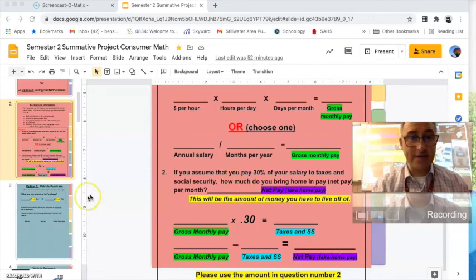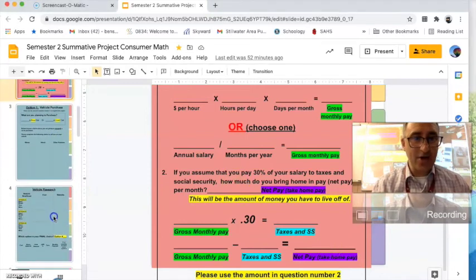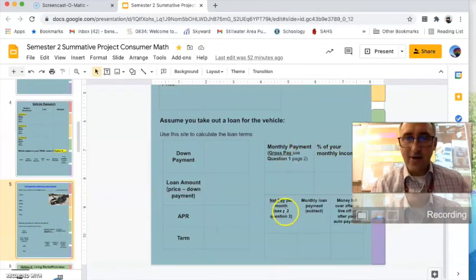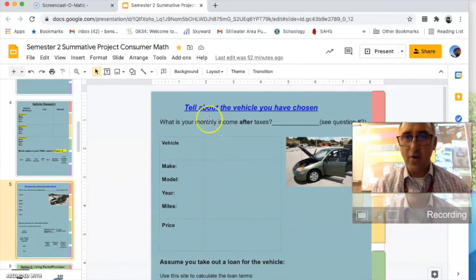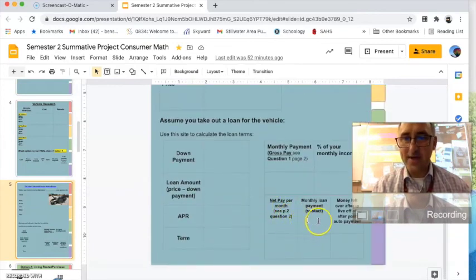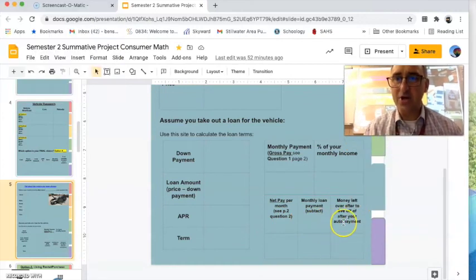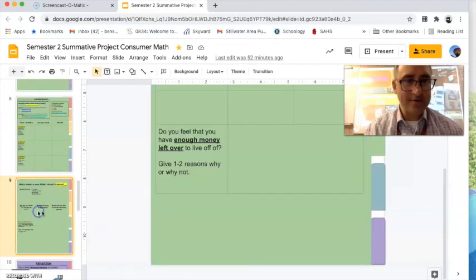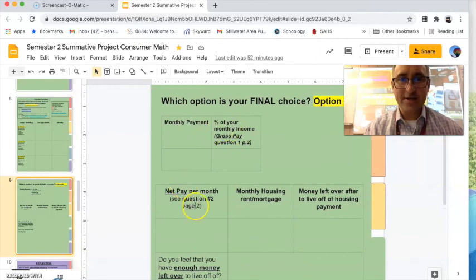That's what goes on this line, and that's what's going to also go, wait for it, over here, net pay, when you're doing your vehicle calculations, because you're going to use that to calculate how much money you have left to spend on other things after you pay for your car. Or in your housing, it's going to be this. See, it says question 2, page 2. That's where you're going to get that purple number again and place it right here.